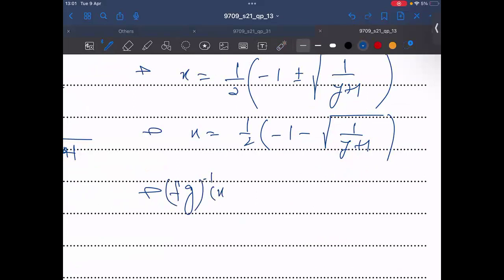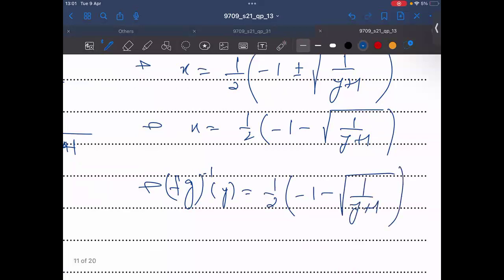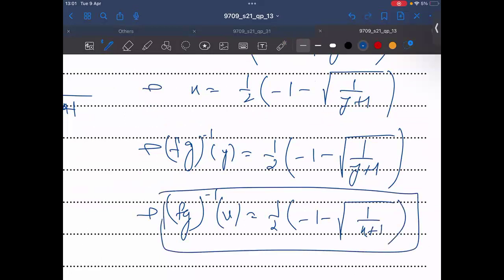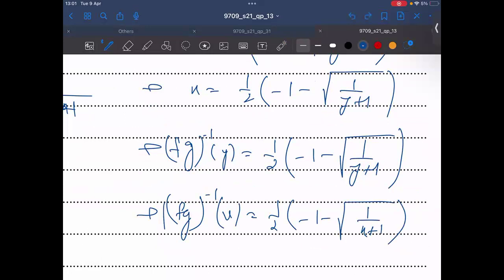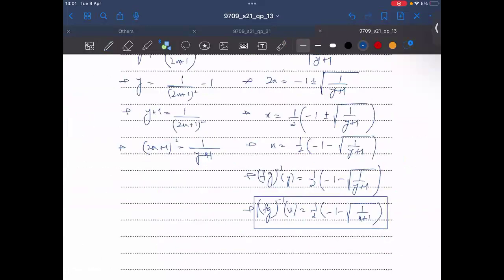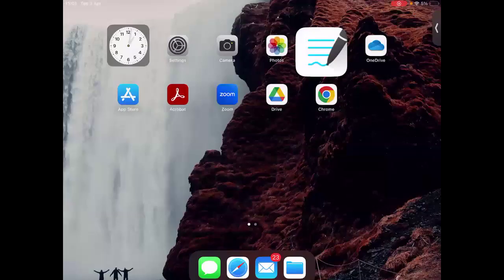Now I'm going to write down fg inverse of y, which is equivalent to half bracket minus 1 minus square root of 1 over y plus 1. Now I'm going to change the input variable to x. So fg inverse of x is going to become half bracket minus 1 minus square root of 1 over x plus 1. Is it clear or not? Let us check the answer.